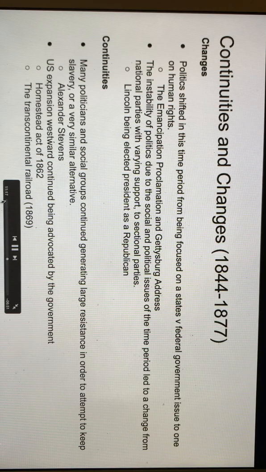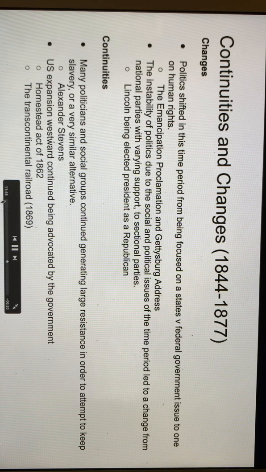Continuities during this time period include that many politicians and social groups continued generating large resistance in order to attempt to keep slavery or a similar alternative. So this continued occurring also, just as the sectionalism did, way after the Civil War and way after this time period. Alexander Stephens was just an example during this time period, and many other politicians who did similar as him to limit African American success and continue exploiting them.